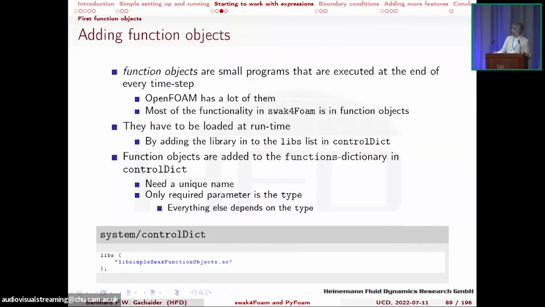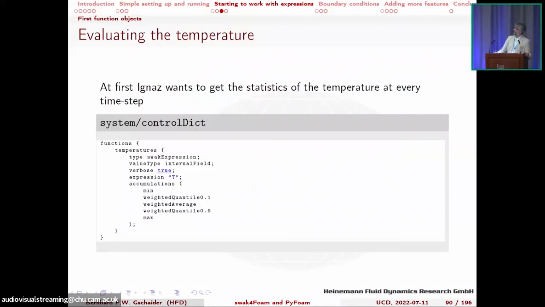He adds this library to the controlDict, and then he adds the first function object, which is of type swakExpression. The swakExpression is very general, so I have to tell it now, okay, please operate on an internal field, because swak expressions can also work on cell zones, cell sets, and things like these. Print out everything that you find, and use the expression T, so basically just the temperature. I mean, here it's not very complicated.